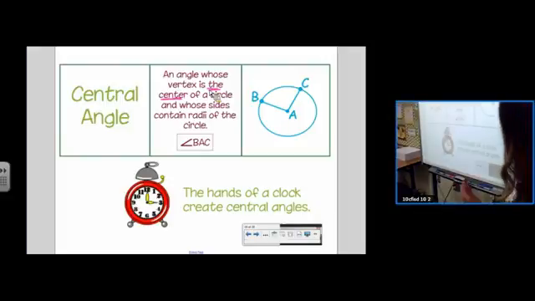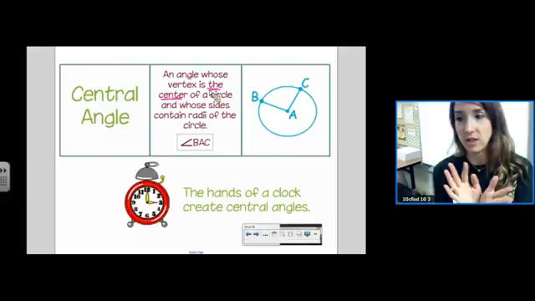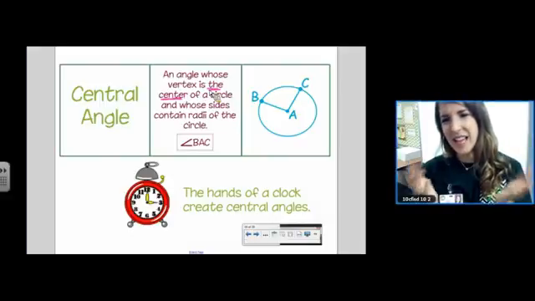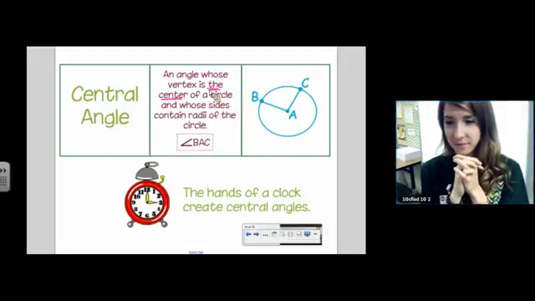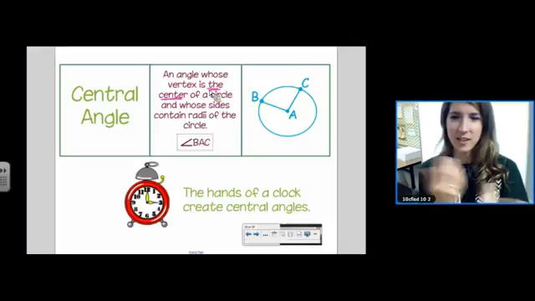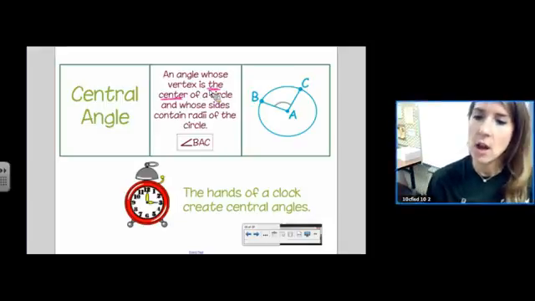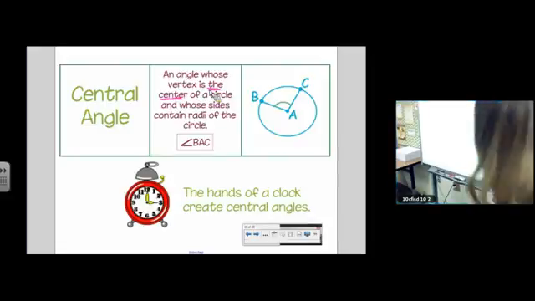A good example of a central angle is the hands of a clock, which always form a central angle. I guess unless it's 12 o'clock, right? That'd be an angle with a degree of 0, which, is that really an angle? No. Okay, I had a question. Are segment BA and AC congruent? What do you think, guys?